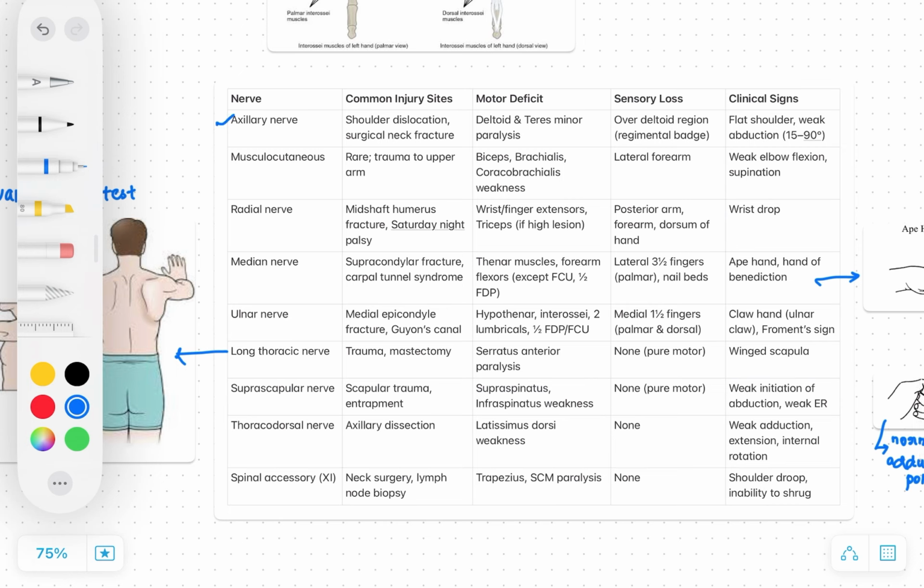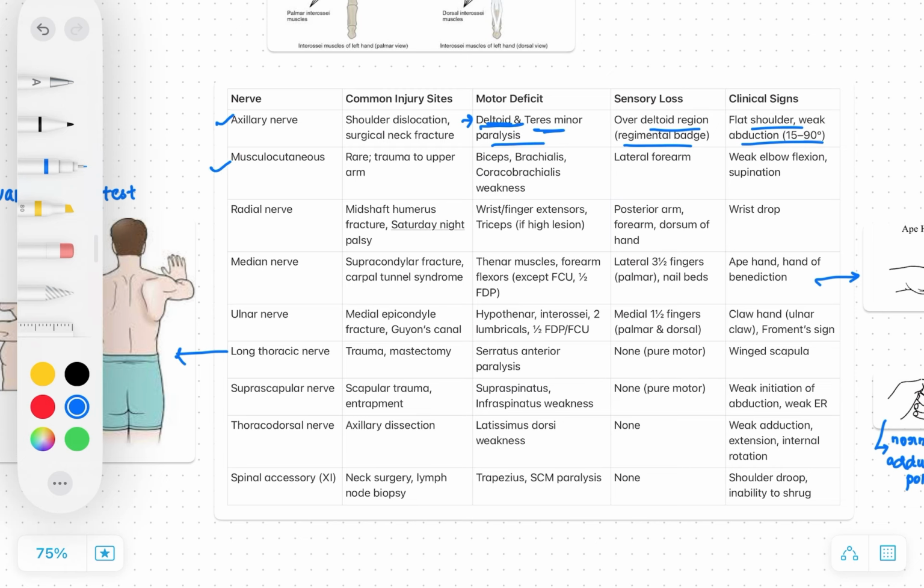Axillary nerve injury will cause regimental badge sign because there will be sensory loss over the deltoid region, and motor deficit. There will be deficit of deltoid and teres minor, because teres minor is the rotator cuff muscle which is supplied by the axillary nerve along with the deltoid. So there will be motor deficit of this. So there will be flat shoulder and also weak abduction.